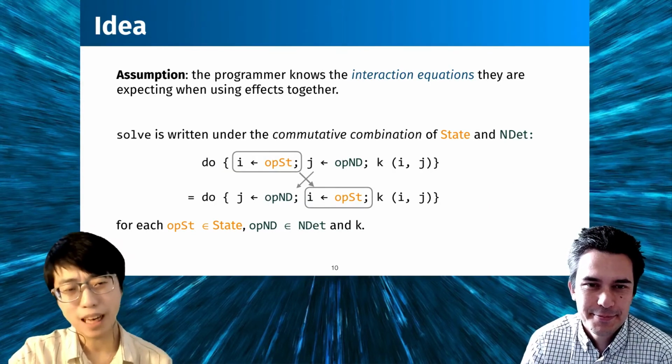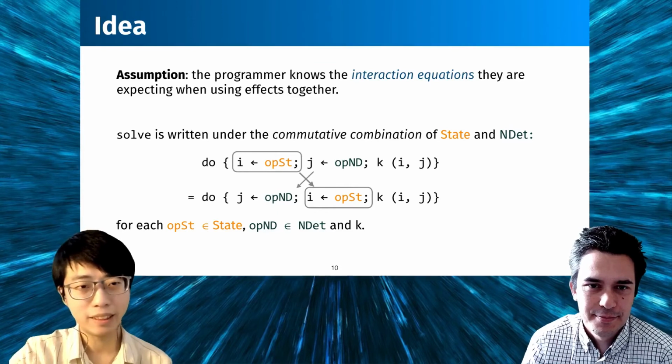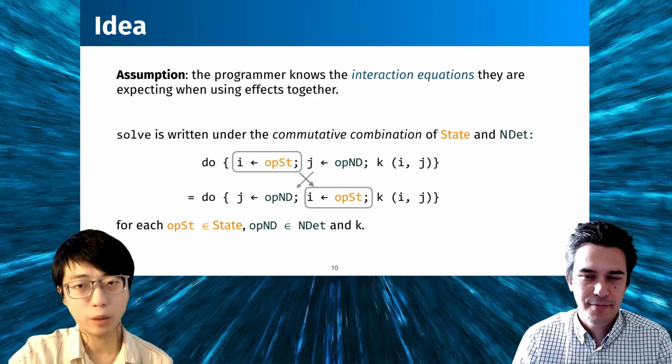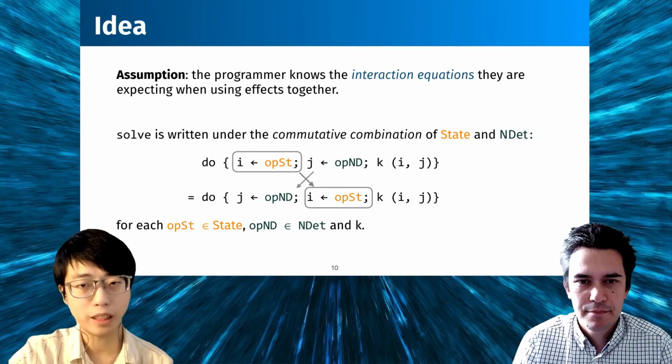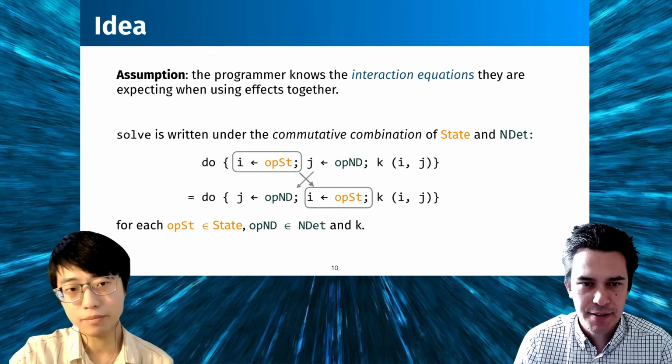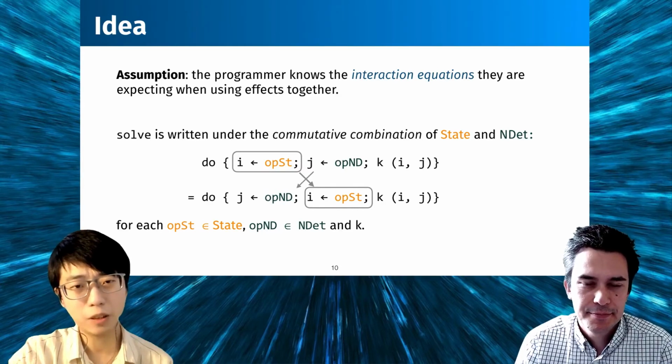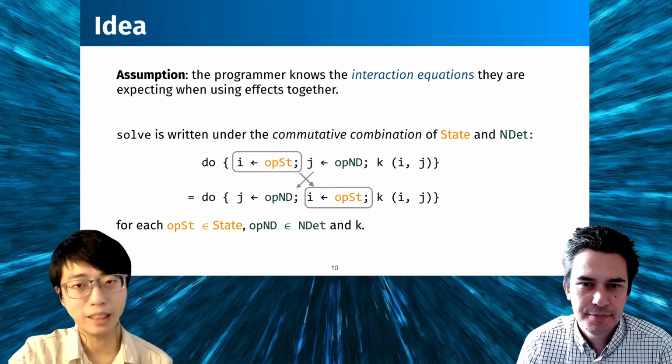I guess the way out is thinking about equations again. So when you wrote your solve program, you were expecting the equational axioms of state and non-determinism we talked about earlier to still hold, right? Yeah, I did.